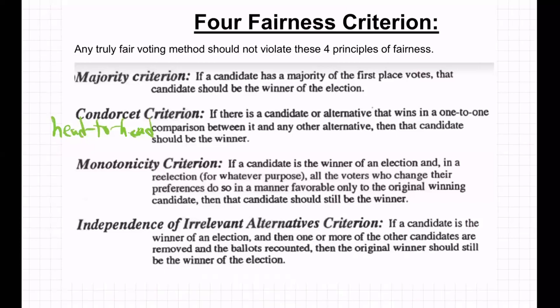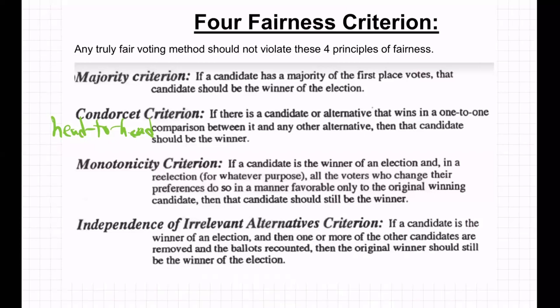So the first one is if anybody has a majority of first place, they should win. The second one says if anybody wins all their one-to-one matchups, then they should win the election. And if you do some method that doesn't give them the victory, that's unfair, right? The new ones are the third and the fourth. The third one is called the monotonicity criterion.